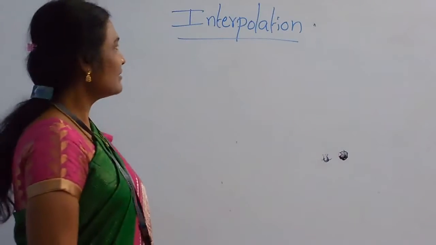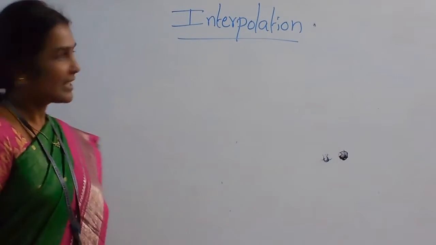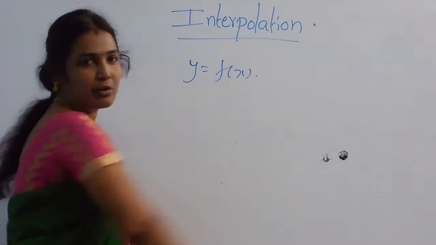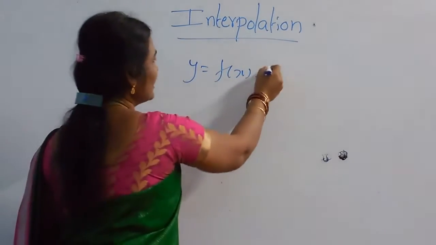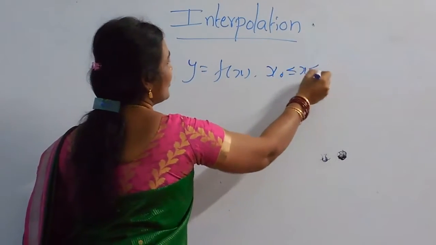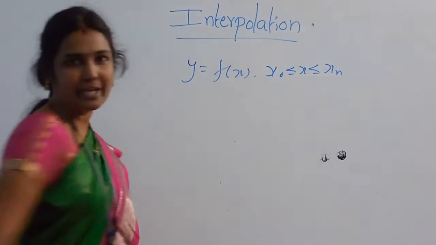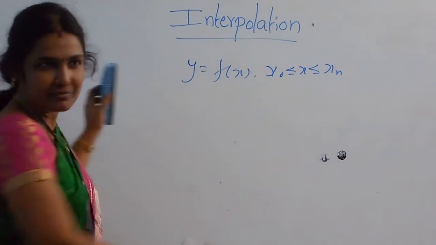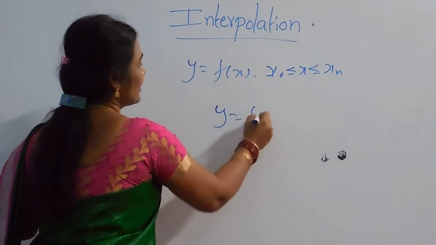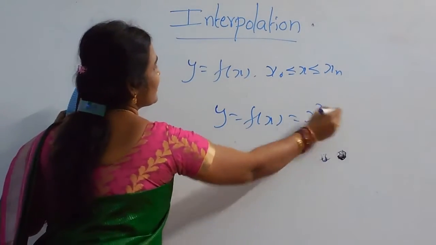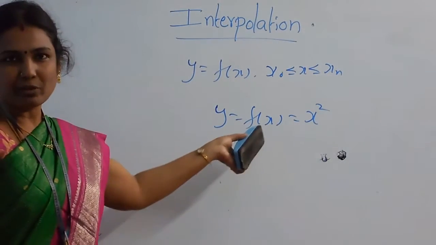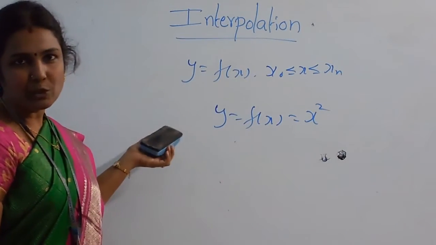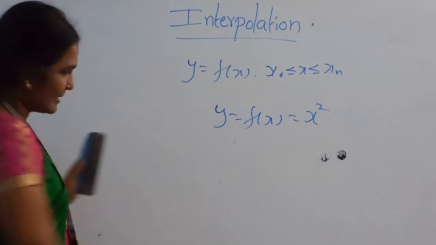Friends, today's topic is interpolation. Suppose y equal to f of x is a function in the interval x0 less than or equal to x less than or equal to xn. If we know the function, suppose y equal to f of x equal to x square, we can find any value of y for any value of x.